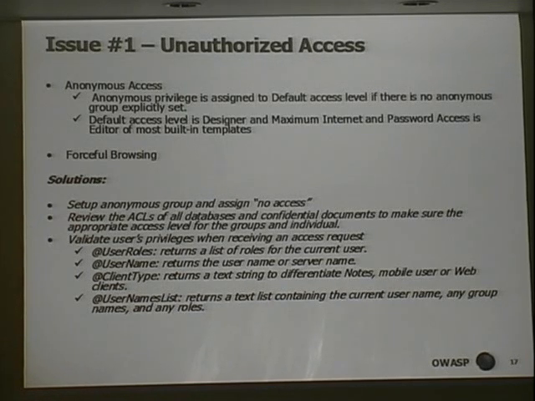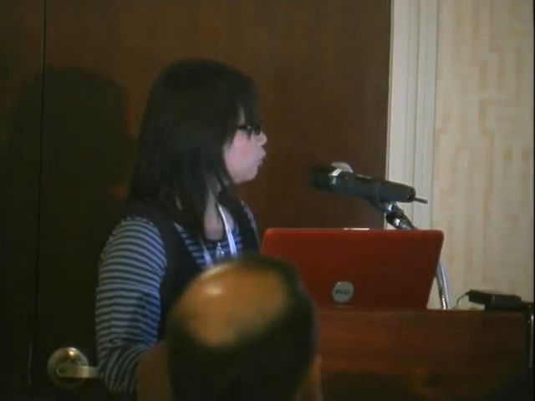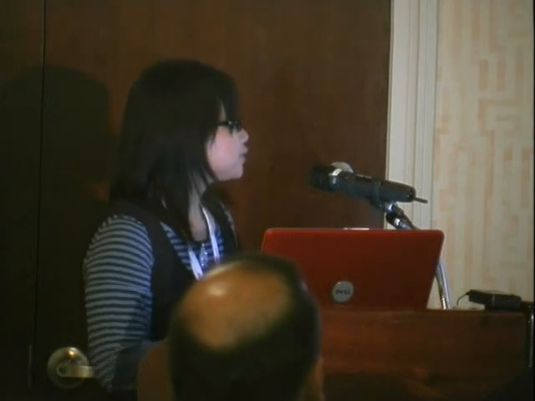When you do the source code review, you can check for this keyword. This is called formula language. It is used to check what the user role is, what the username is, and what the client type is, and you should validate the user privilege when receiving an access request.